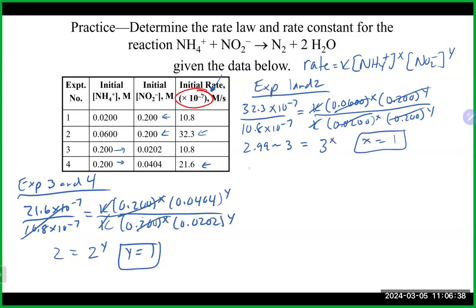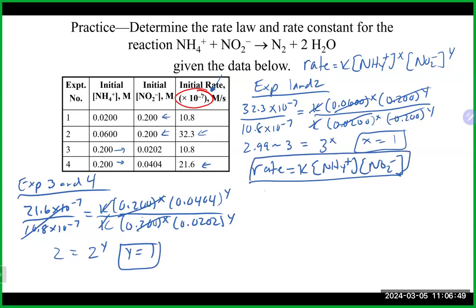That means that my completed rate law will look something like this. The rate is equal to K, NH4 plus to the first order, NO2 minus to the first order. That also means that my overall order here is going to be 1 plus 1, which would be a second order reaction. Any questions on that so far?